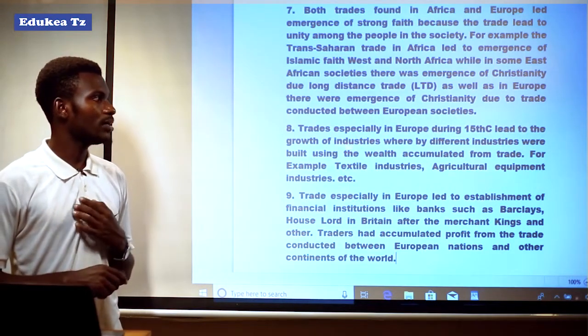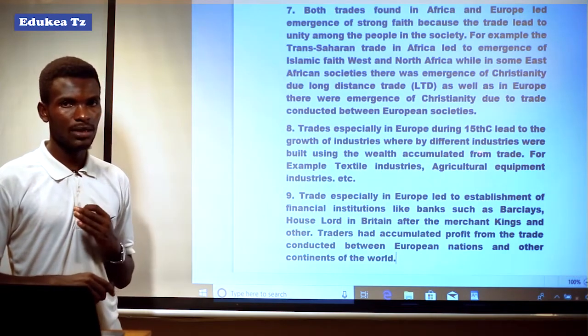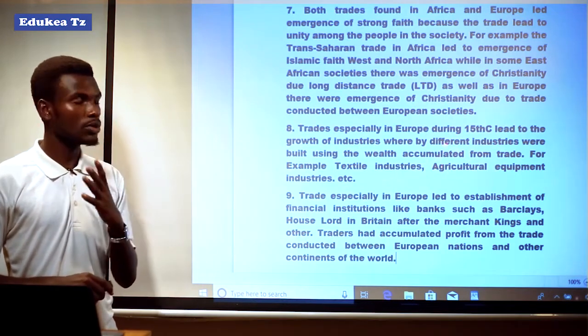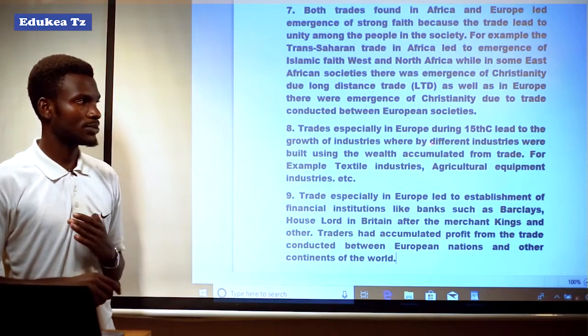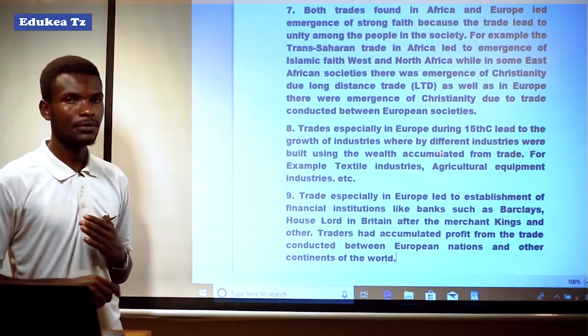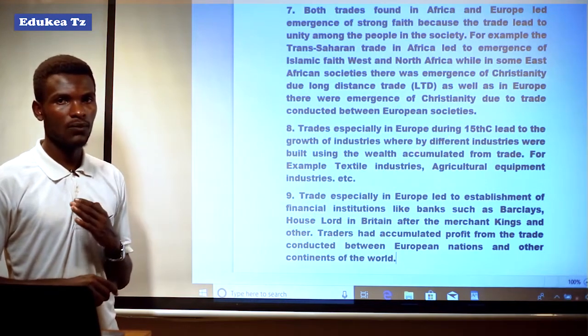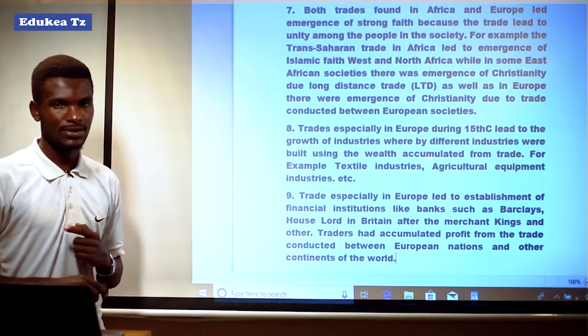But also in Africa, as an example, there were industries which developed as a result of trading activities. For example, the salt making industry and the copper processing industry, which were in Axum and Meroe. These were examples of areas which developed industries.